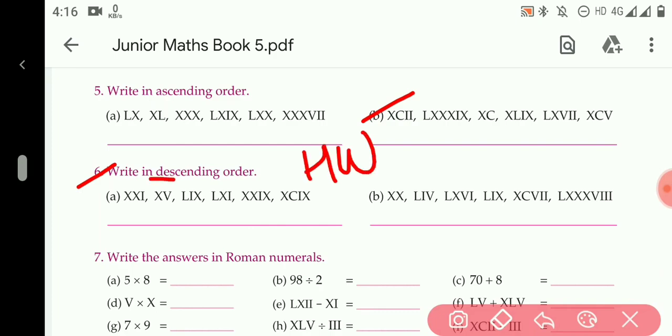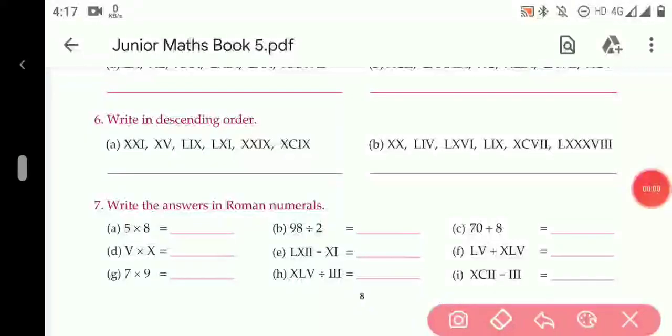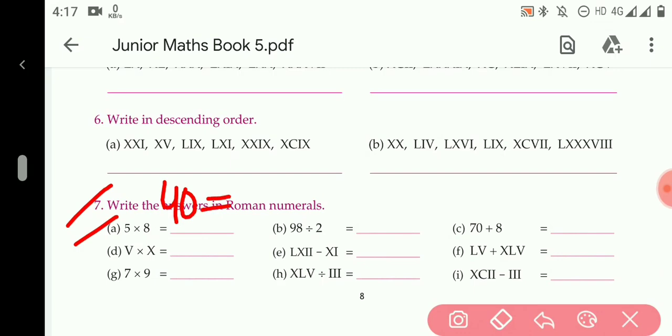In 6th question, you only have to write from largest to smallest. Question 7, write the answers in Roman numerals. In this question, first you have to solve them, then the answer will be written in Roman numerals. In A part, 5 into 8, which means 5 eights are 40, and 40 is written as XL. So here is the answer.